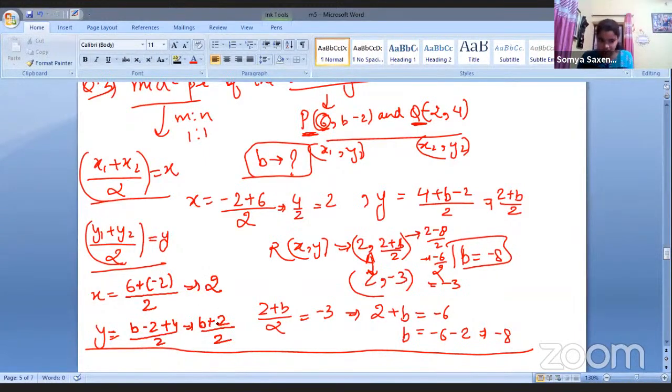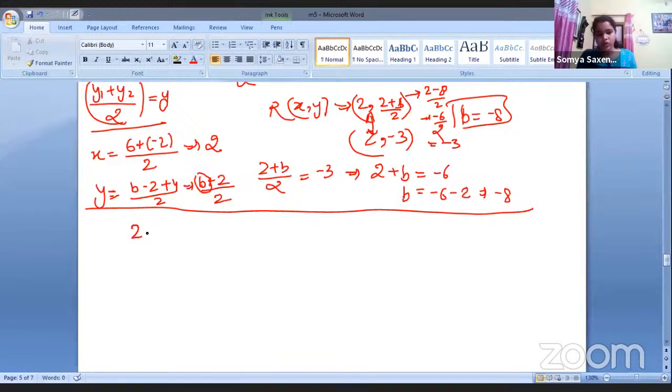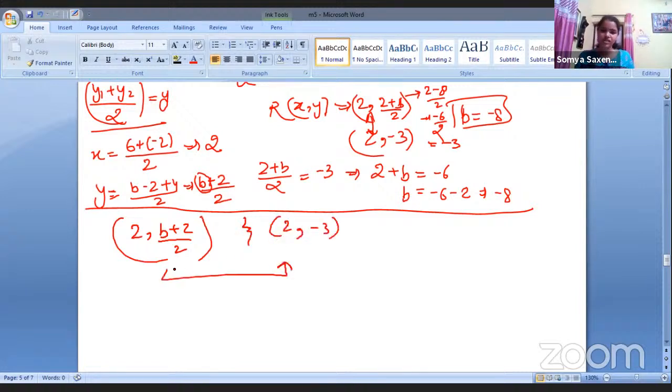Now, in order to find b, the question already gave us these two things. It said that the midpoint is 2 comma minus 3. It already said that this is the midpoint. So what are we doing till now? We are finding the midpoint. 2 and (b plus 2) by 2 was our midpoint, and in the question, 2 comma minus 3 was given. These two are the same because they are the midpoint only. It gave this value so that we will be able to find the value of b, because we know that this and this are the same.